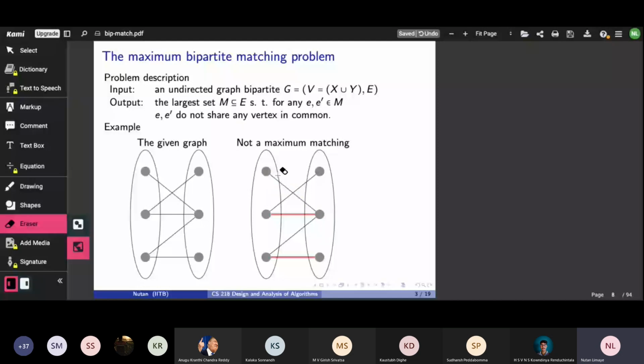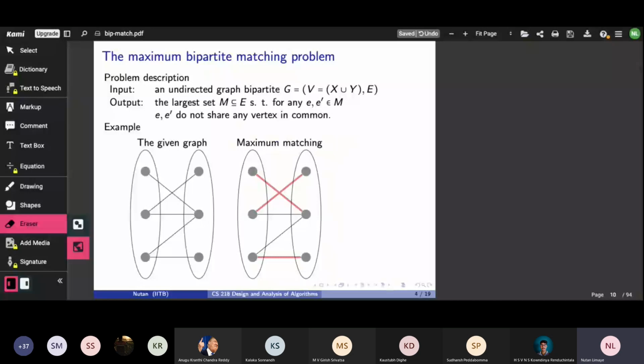But this problem asks for more. It asks you to find the maximum bipartite matching, which means that you must be able to add as many edges as possible. And in this case, for instance, for this graph, the maximum bipartite matching is of size 3. So we can add 3 edges to this matching. So in general, you are required to find a maximum size subset of edges such that no two of them share an endpoint. That's the maximum bipartite matching problem.